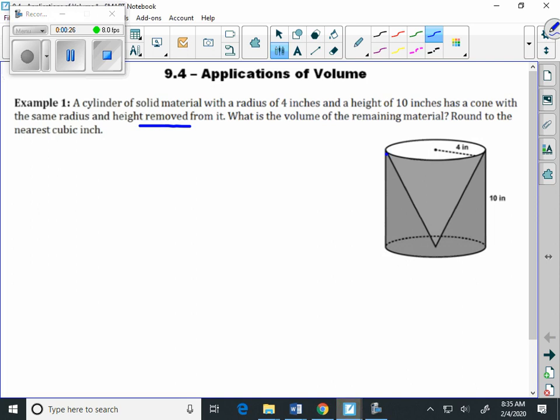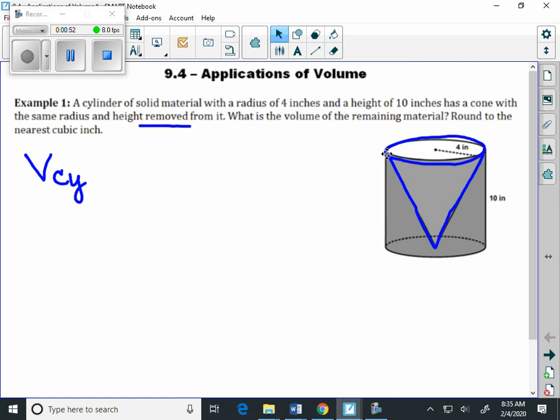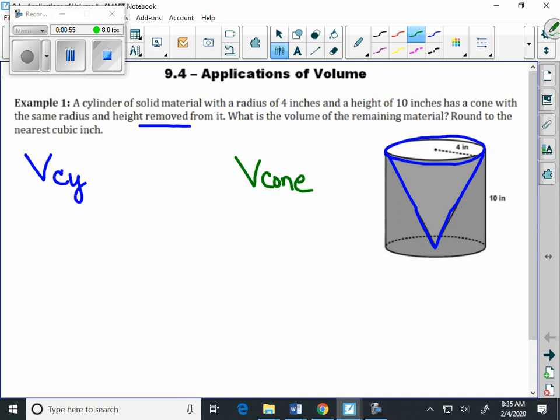So we're going to take this and we're going to remove that part from the picture. In other words, what we need to figure out is the volume of the cylinder, which I'm going to abbreviate as CY, and then the volume of the cone. Again, we're removing the cone from this, so ultimately we're going to subtract the cone from the cylinder.